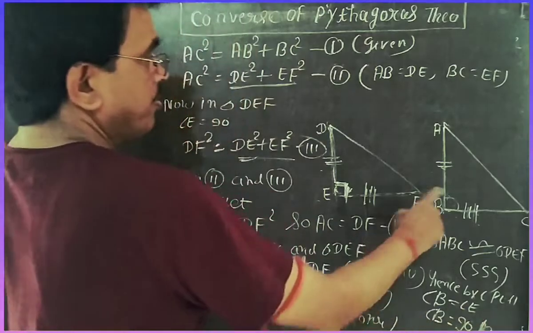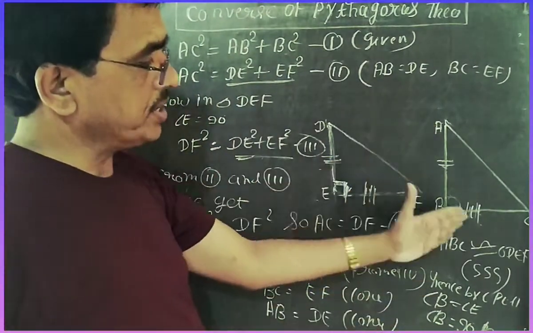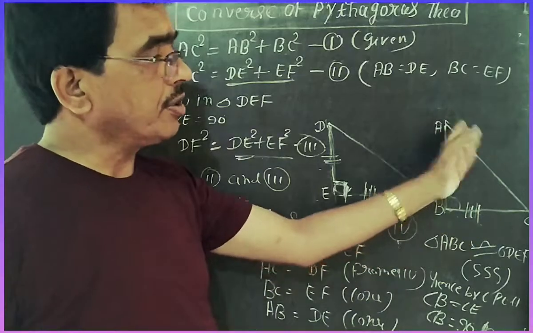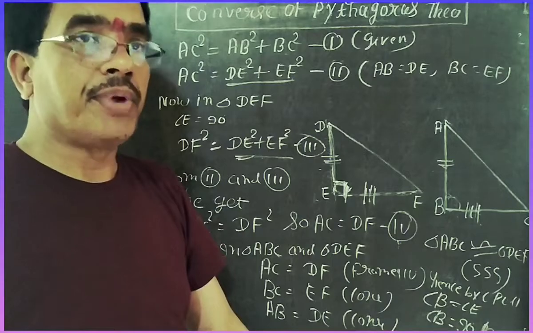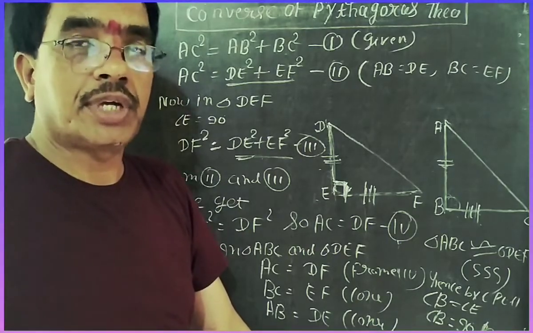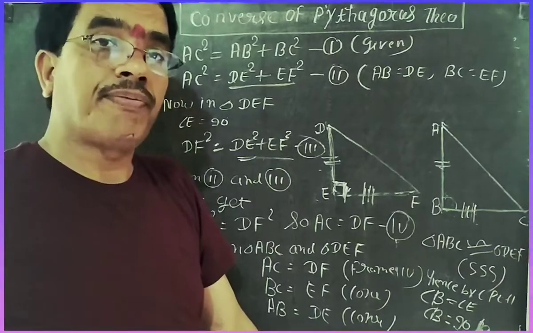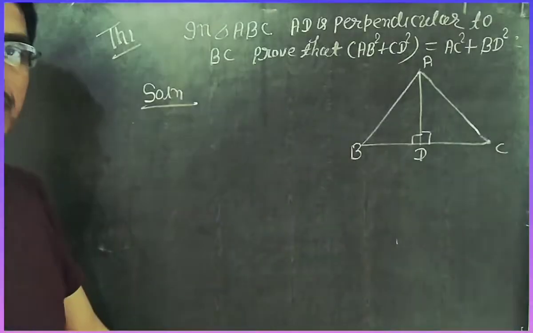You have to prove that angle B is 90 in the question where AB square plus BC square is equal to AC square is given. It is the converse of Pythagoras theorem: when the square of one side is equal to the sum of the squares of the other two sides, then the angle opposite to the first side is always a right angle. So now see the other question.